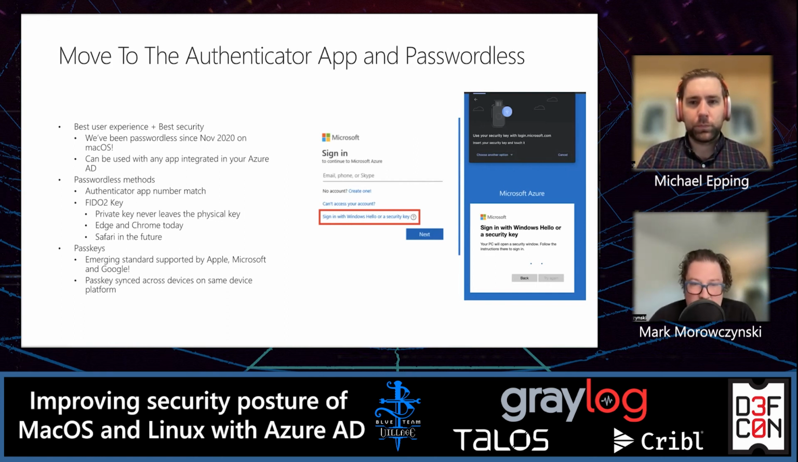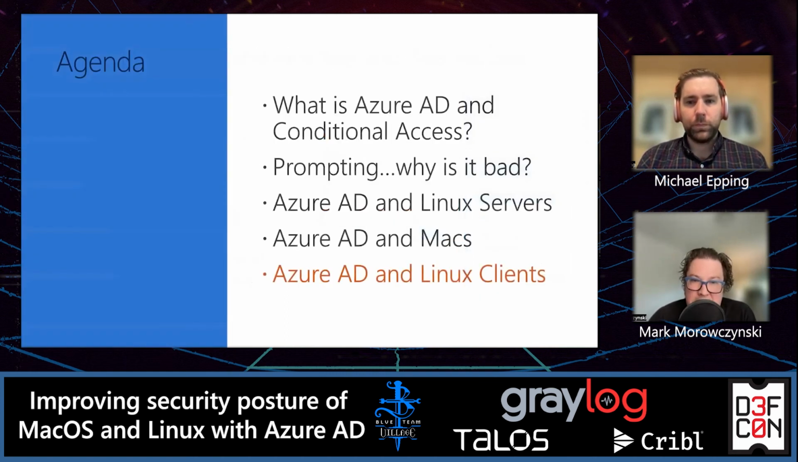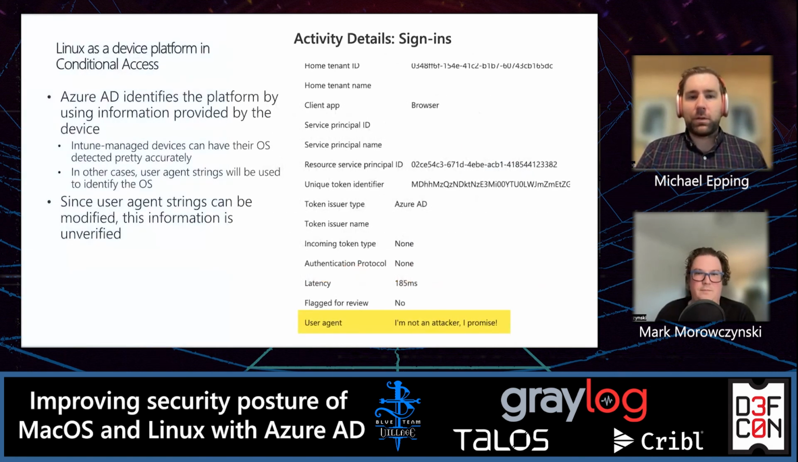And with that, I think Michael's going to take over here for the last part around the Linux client. So we've talked about Mac clients, but we should also talk about what capabilities exist for Linux clients. So I want to go back and talk about how we do device OS identification in those conditional access policies.